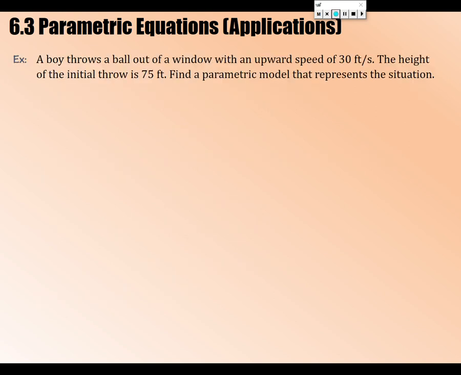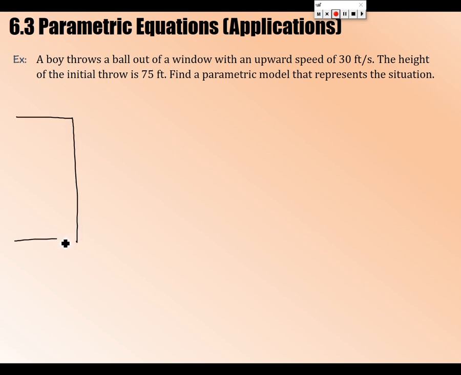Okay, let's try a few problems. In each of the first couple problems, we're only going to try and have motion happening in one of the two directions. So, for example, we've got a boy throwing a ball out the window. I think we should draw a picture. That's what I think we should do.